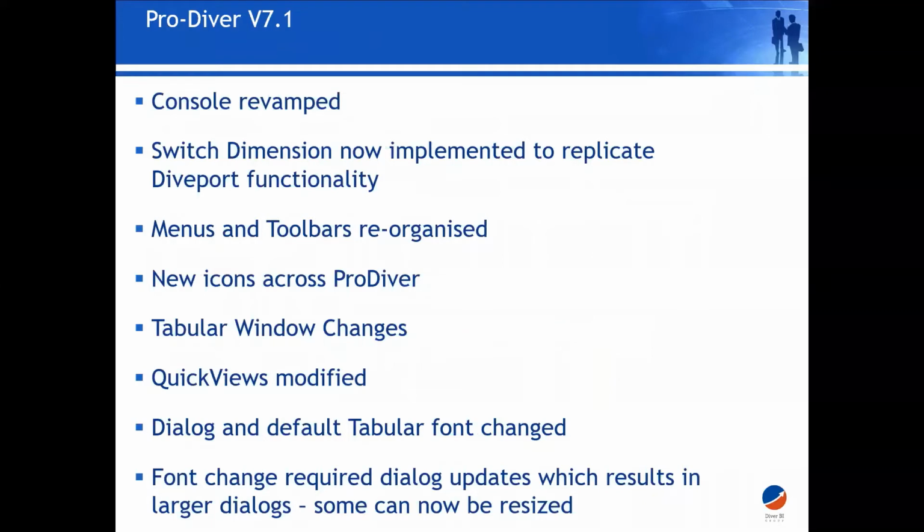So, what's changed in 7.1? Well, here's an itemized list of what is in ProDiver 7.1, and we'll go through these in order. They are in no particular order of importance. The console has been revamped. The menu and toolbars have been organized. Switch dimension functionality has been implemented to replicate Diveport functionality. There have been changes to the tabular windows. Quick views have changes, and some of the dialogues have changed. There have been font changes as well, and some larger dialog boxes can be resized.